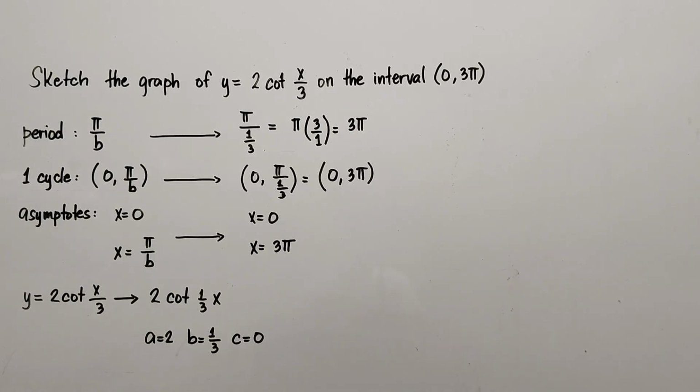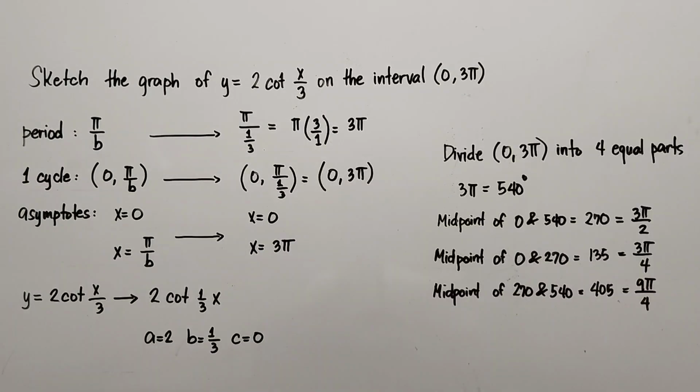For the cycle, that is equal to 0 until pi over b. The cycle of this equation is 0 to 3 pi. And for the asymptotes, the first is x equals 0, and the second asymptote is x equals pi over b, and pi over b is equal to 3 pi. The next step that we are going to follow is that we need to divide the one cycle into 4 equal parts.